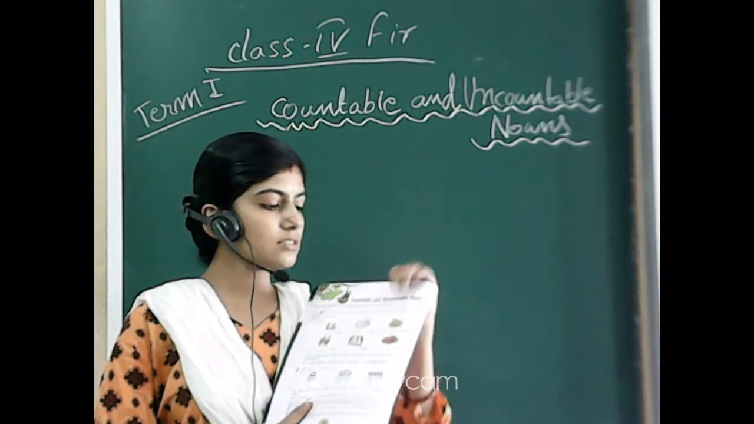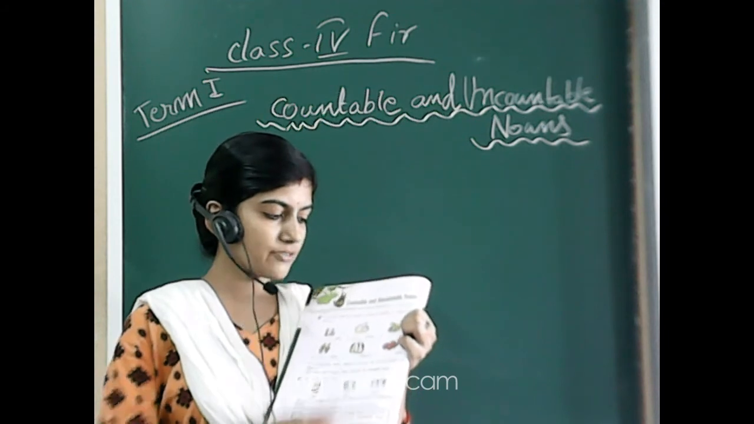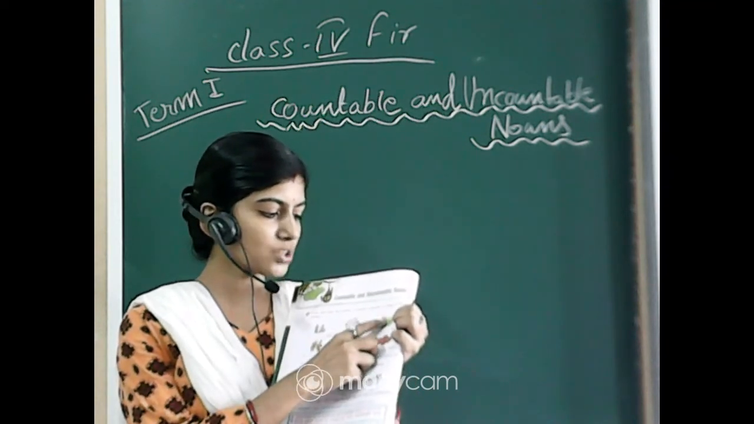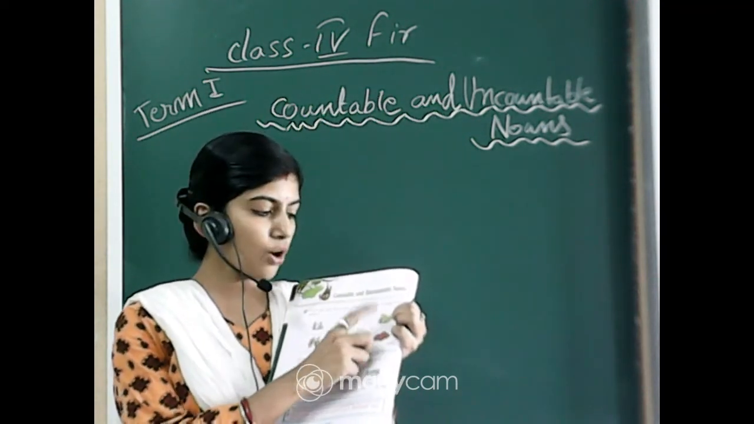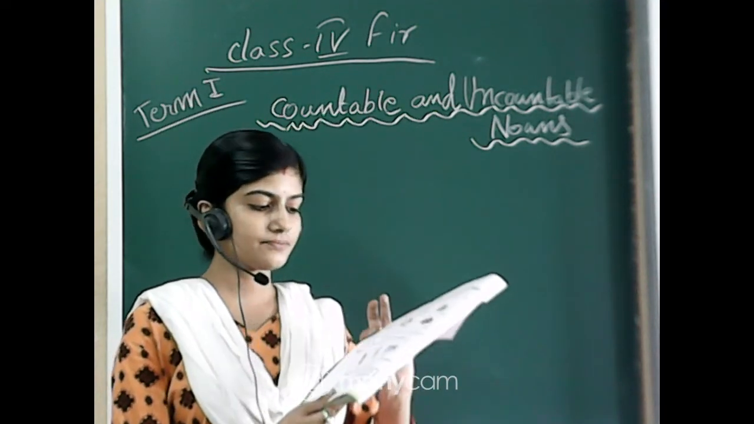So write down 4 flowers, okay? We can easily count the flowers, 1, 2, 3 and 4. So write down 4 flowers. Number 4.